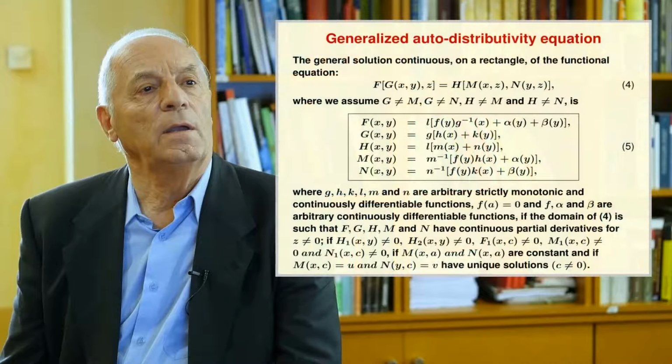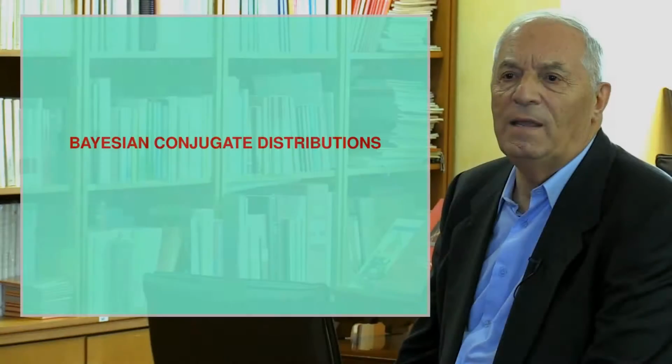In this slide, we present the generalized autodistributivity equation in expression 4, a very general equation that can be used to solve other functional equations that appear in this lesson, as particular cases of it. The general continuous solution of this functional equation is given in 5, where the involved univariate function must satisfy the indicated conditions. Next, we deal with the problem of Bayesian conjugate distributions.